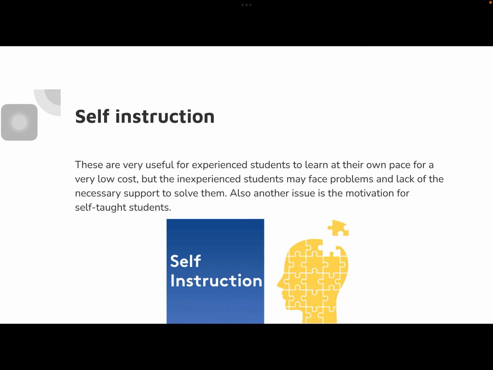Now, self-instruction, the last one of the three. These are very useful for experienced students to learn at their own pace and for a very low cost. But inexperienced students must face lots of problems, and the lack of support to solve them can make them want to quit or not understand things and therefore stop these lessons. Also, another issue for self-taught students is that they have a very big battle against motivation.